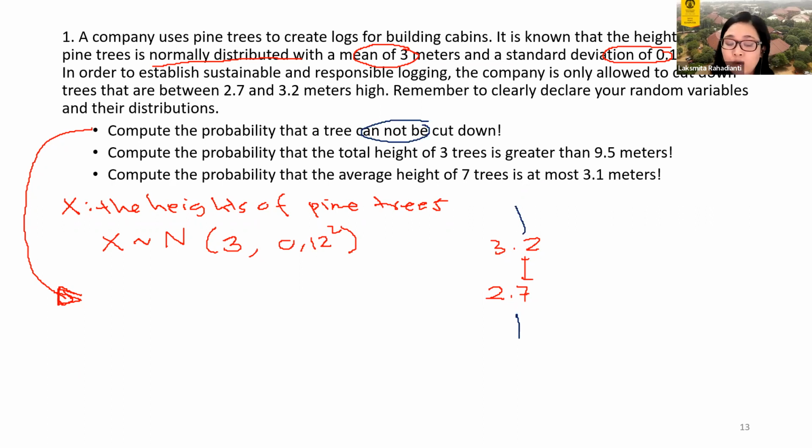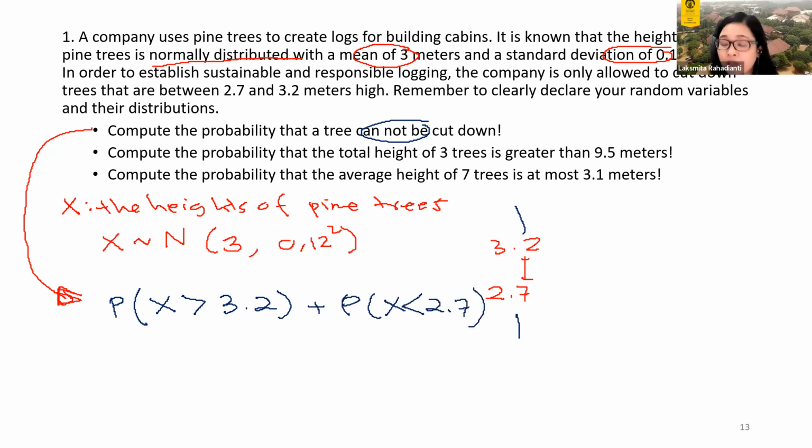Here I have two options. I could compute the probability of X being larger than 3.2 plus the probability of X being less than 2.7. Or alternatively, I could opt to compute the middle part only. Remember that all probabilities sum to 1. So I could compute it as 1 minus the probability of X being between 2.7 and 3.2.